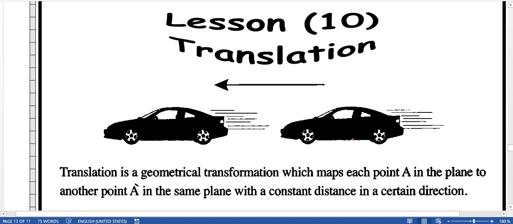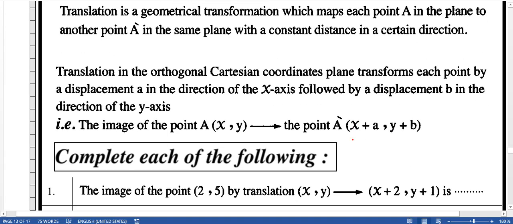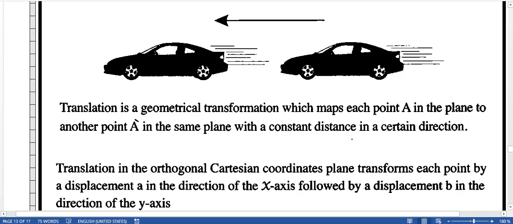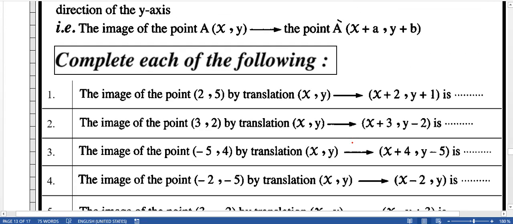Lesson 10 is translation. Translation means to change the position with the distance and direction. Distance and direction, okay? And translation is so easy. Why? Because we have the rule for each problem. I have to give you the rule to solve the problem.